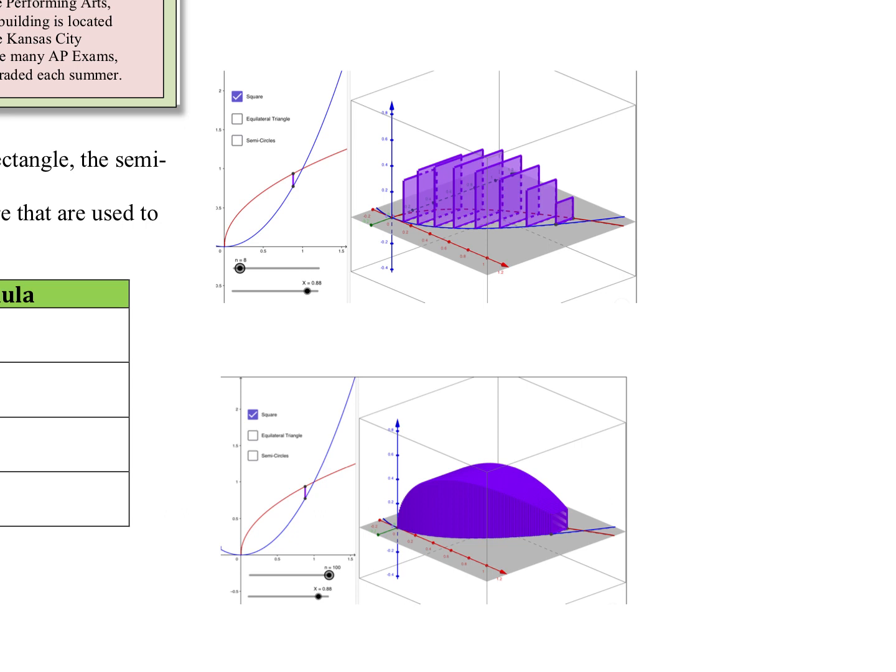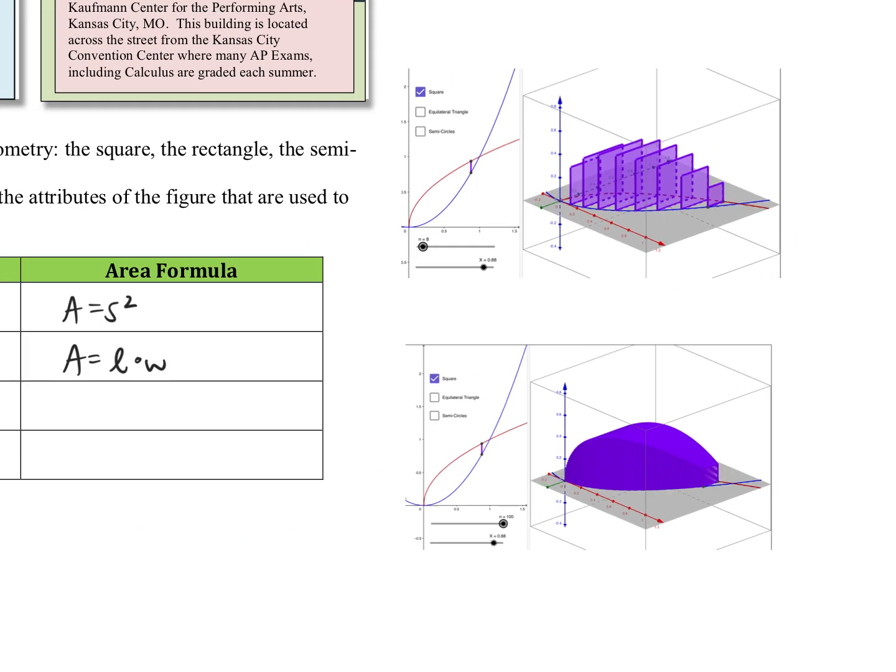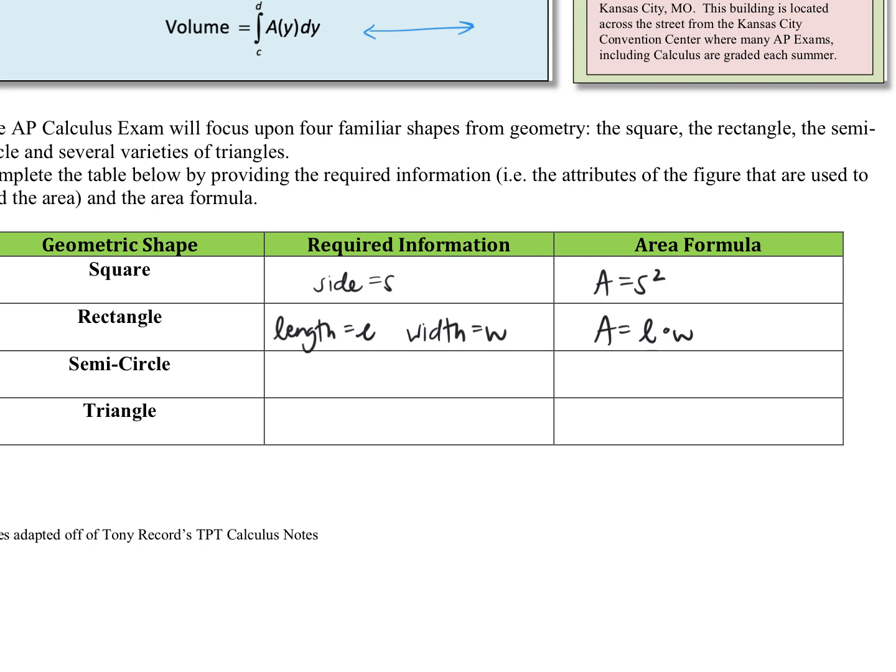If I integrate area, I get volume, right? Okay, and I'm integrating either with respect to x or with respect to y. So now today, instead of just talking about squares and rectangles, we're going to add on some semicircles and triangles. This should be the notes already filled out from last class, but then we're just going to add to it.